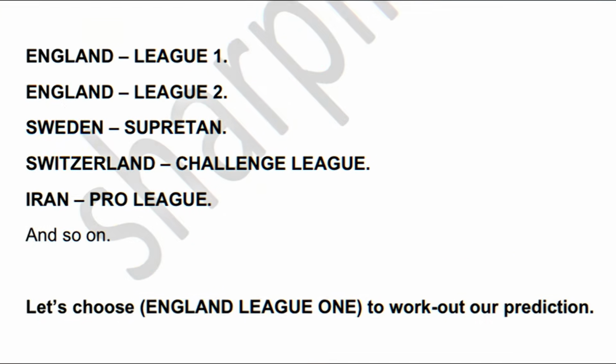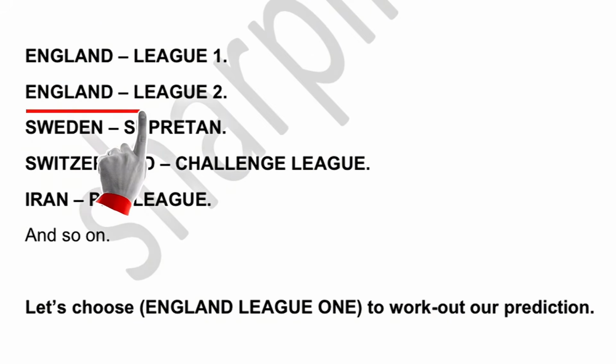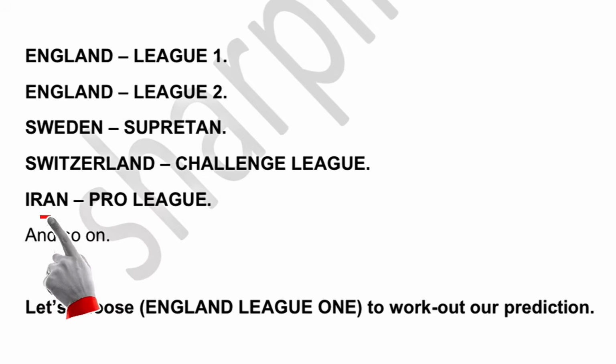We are going to predict leagues that normally play under goal market, and we have Indian League 1, Indian League 2, Swedish Super League, Switzerland Challenge League, Iran Pro League, and many more leagues that normally play under goal market.